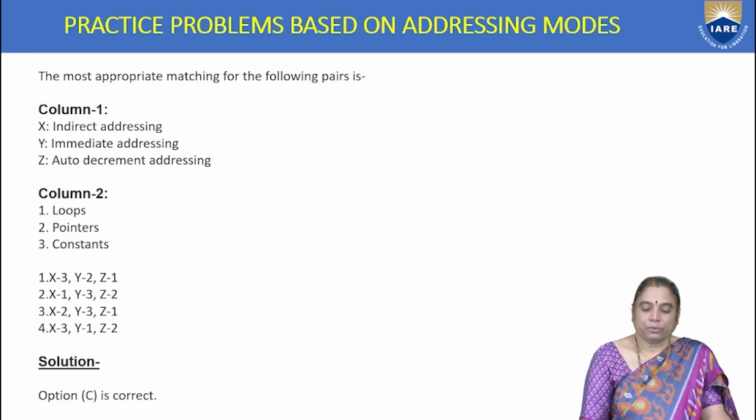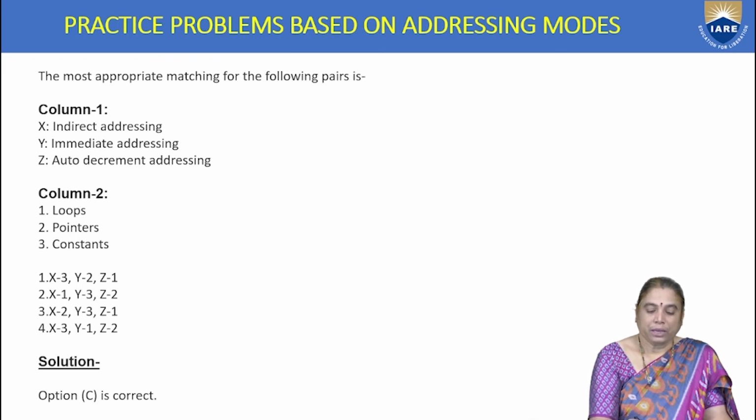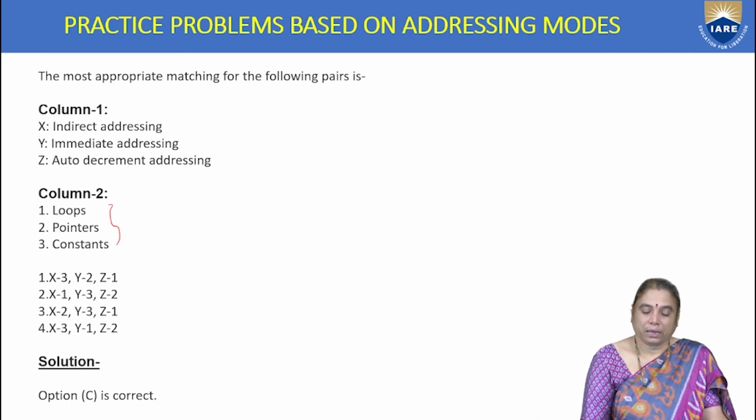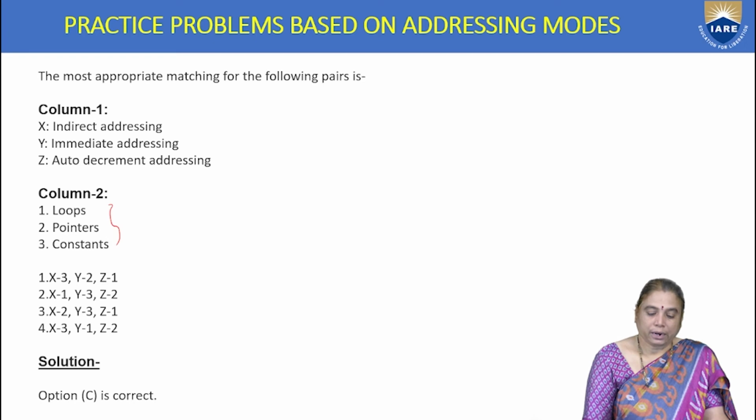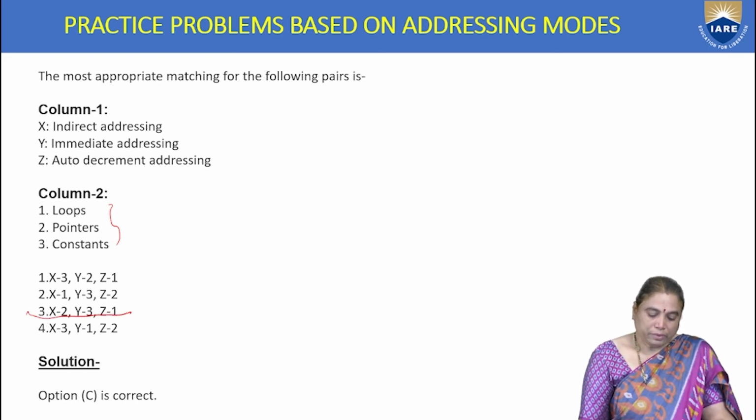The next type of question is also based on matching. Here in column 1, the addressing mode is specified. In column 2, which concept has to be used in these addressing mechanisms. So here indirect addressing, immediate addressing, and auto increment addressing are used, along with the concept of a high level language which has to be used to specify these addressing mechanisms. Here C is the answer.